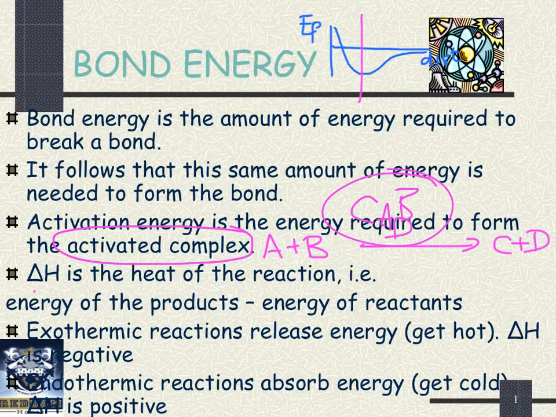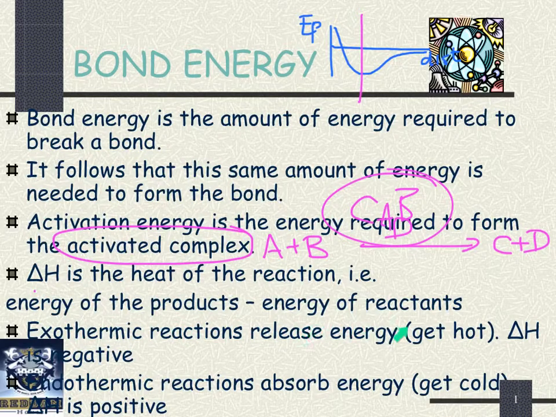Delta H is the heat of the reaction. And this delta H, that triangle there is a delta, a Greek letter meaning change in. It's the heat of the reaction. In other words, it's the energy of the products minus the energy of the reactants. So I take all the energy of C and D, I subtract all the energy of A and B, and I get the delta H value. You'll see it a bit clearer in a graph in a second.